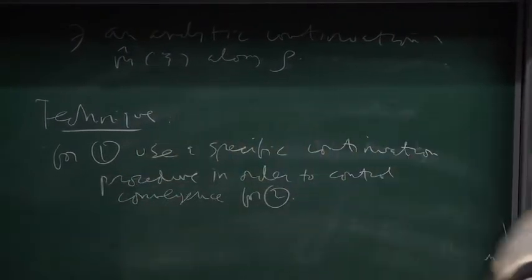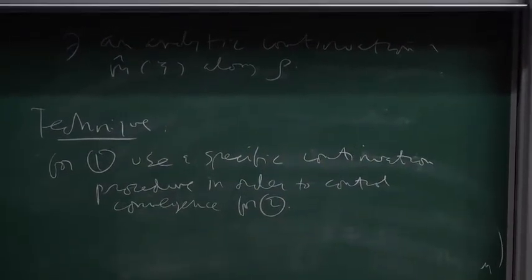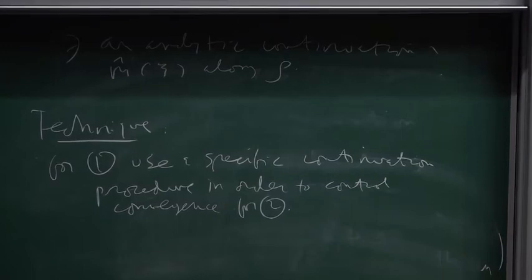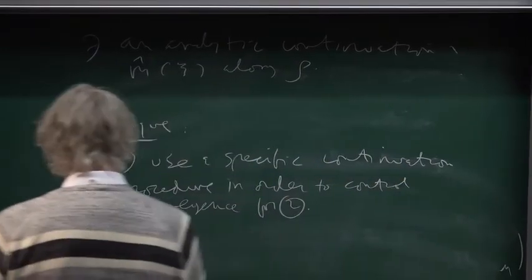Okay, so the point here is to use a specific continuation procedure in order to get a control on the convergence so that we can treat the convergence question. And what's the procedure? The procedure is to use gradient flow.